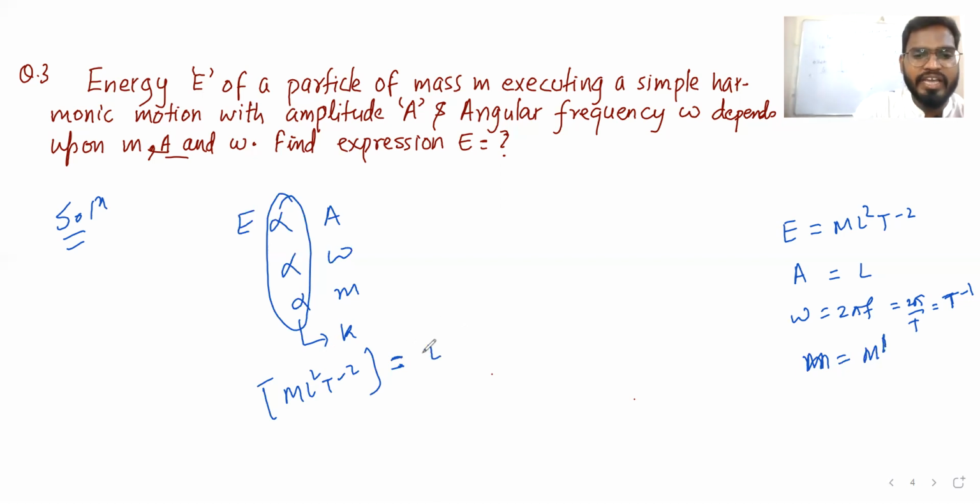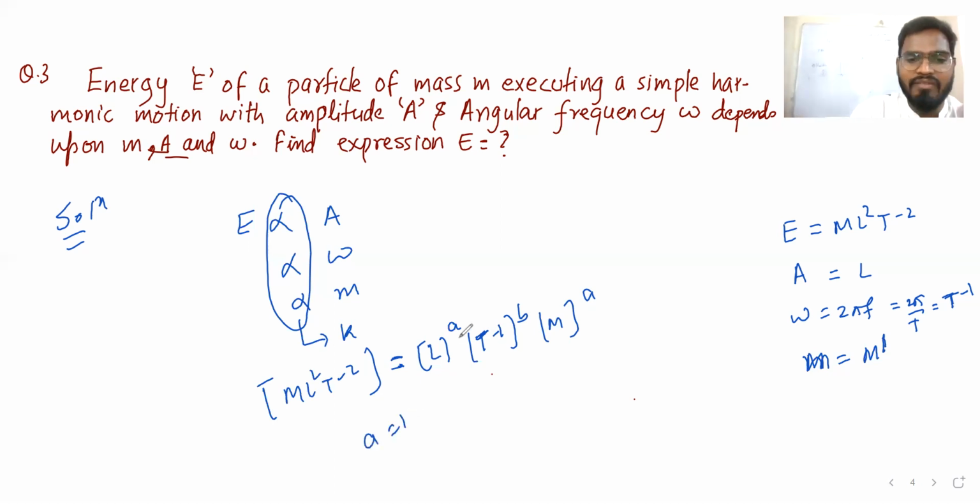A is what here? L to the power, let's take what? A, right? Omega to the power a ultimately, right? And omega is what here? Omega is T to the power minus 1 to the power b. Mass to the power what? C. Let's find the value of a, b, c. So we can say here all values are different. So let's take a. M value is a, and there is 1. So a is equal to what? 1. And then L value is what here? L value is a, and here L value is what? 2, right? L value is what? 2. Correct, no? L value is 2.